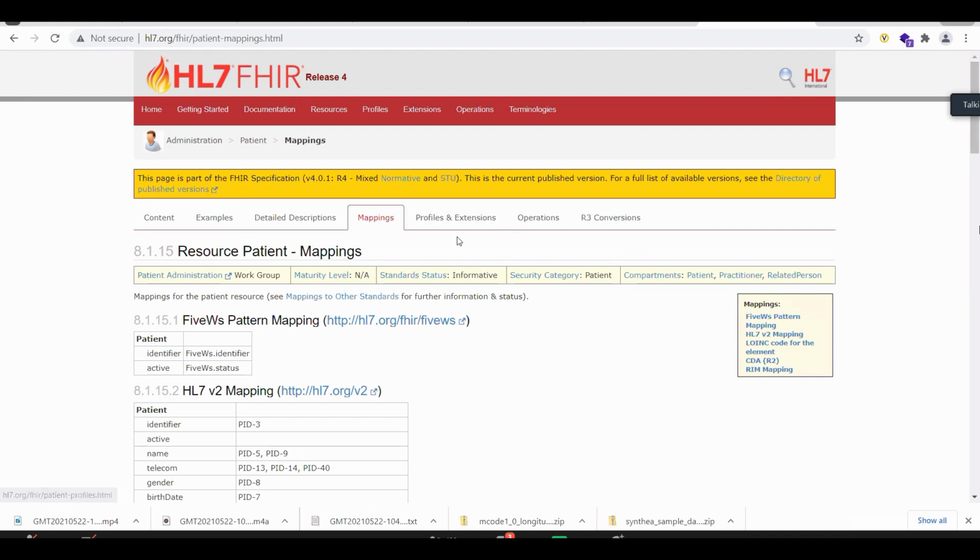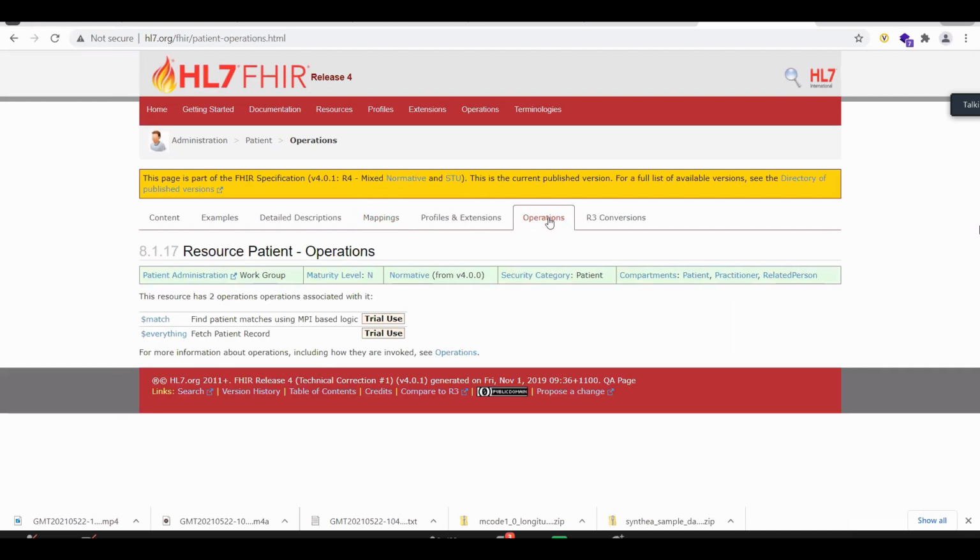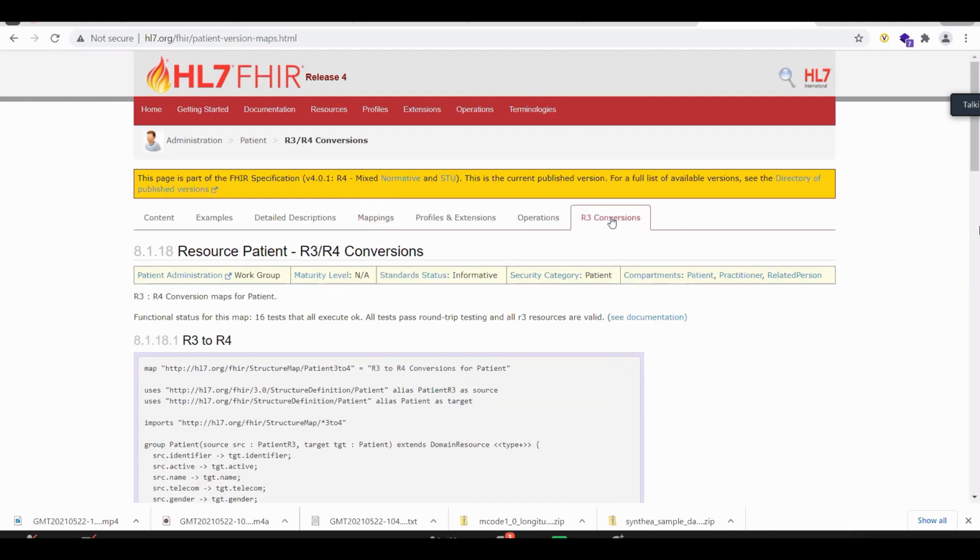Then for every resource, if there are profiles and extensions that are applicable, they will be listed here. The operations that this resource supports will be listed under operations. For example, remember we did $everything. $everything is actually listed as a supported operation for patient. And R3 conversion is just for tooling.